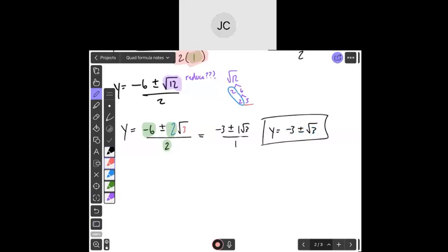Just kind of like an if here for you if you want to see that. If y equaled negative 6 plus or minus 5 radical 3 over 2, that would not be reducible. Okay, so there's nothing to reduce there because they don't all share something. So that would mean that you're done. There's nothing else you can do with that, so you're done.